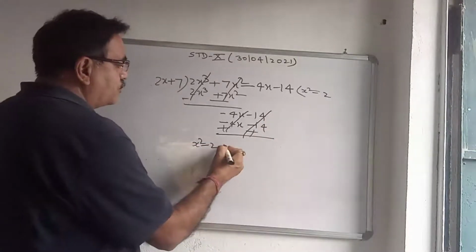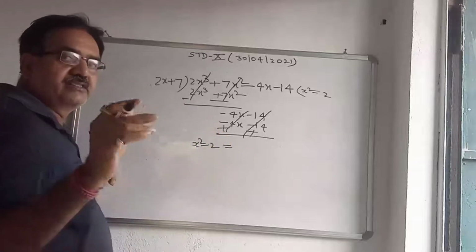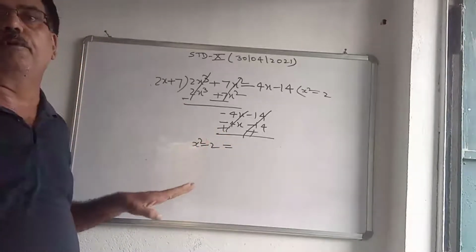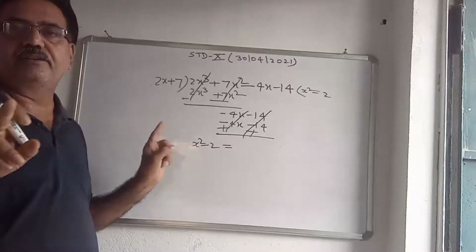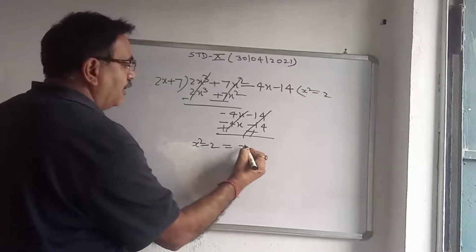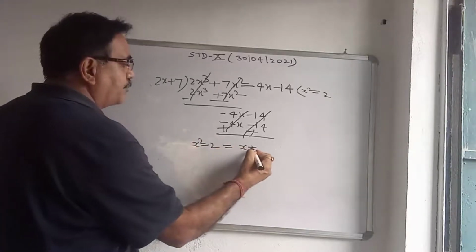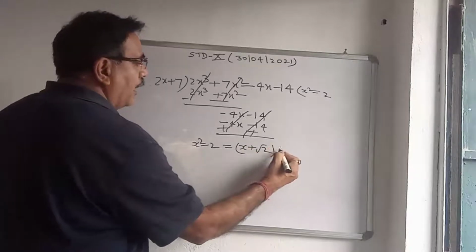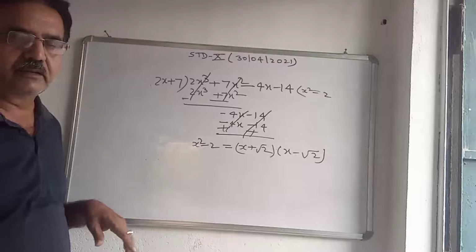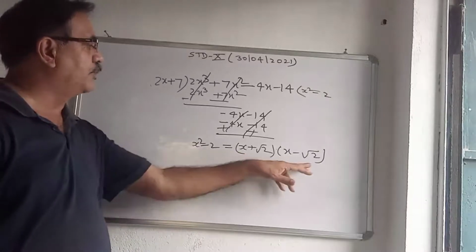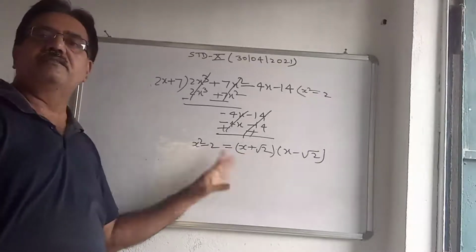Now for x squared minus 2, we always have to write the answer in linear form, not in quadratic form. So how do we write it? a plus b into a minus b: x plus root 2 and x minus root 2. Because a plus b into a minus b becomes a squared minus b squared.